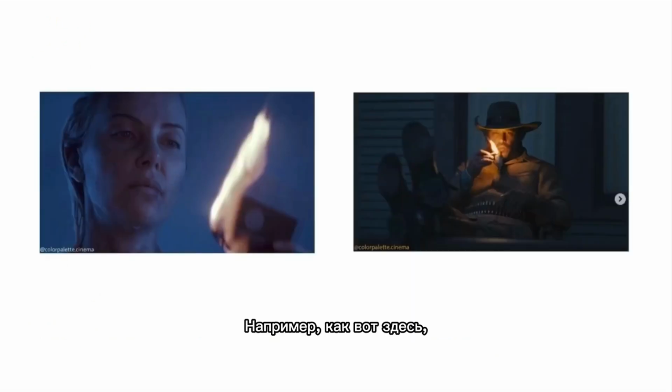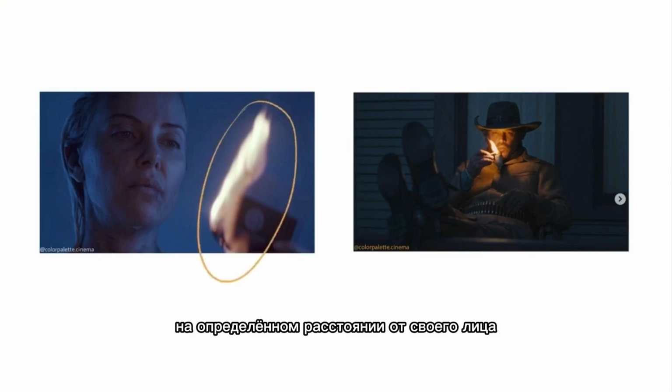You can see here between these two images, notice that on the first one, Charlize holds the flame at a certain distance from her face. We can see how this distance affects the diffusion of the light. The light impact is very light and very soft, which creates relatively soft shadow.